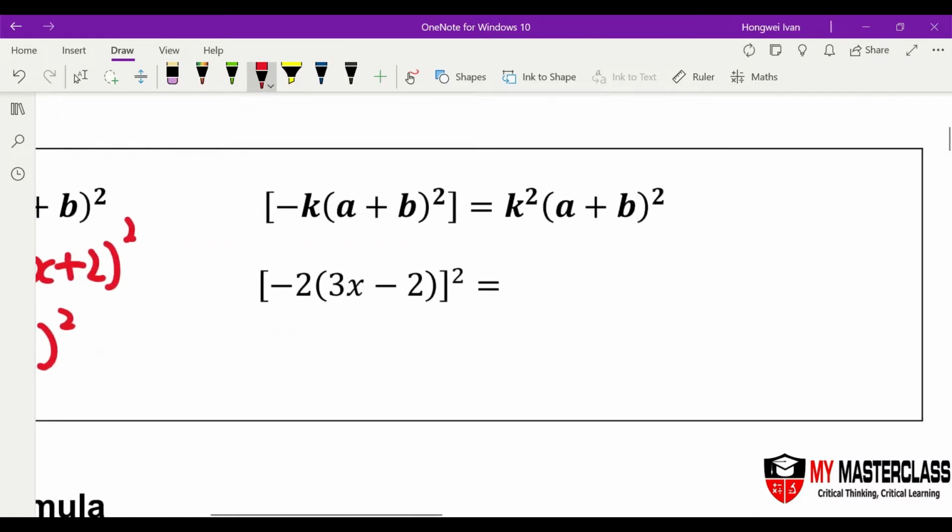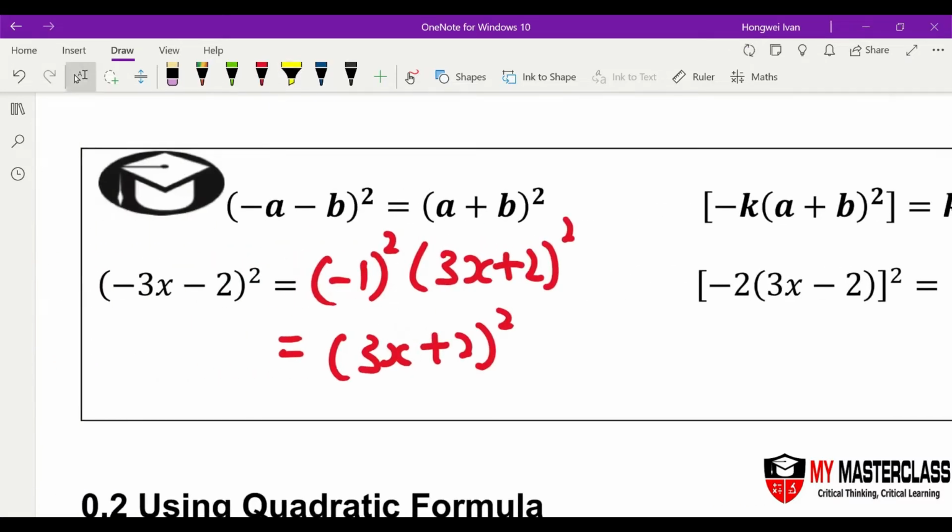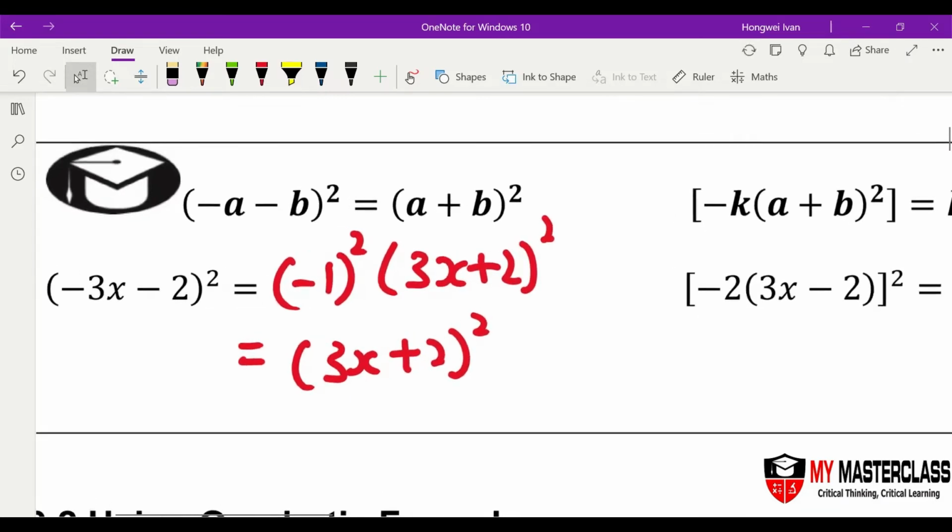Any number in front. Children, are you okay? If I'm going too fast, let me know. The two of you at home. Okay. If I'm going too fast, let me know by your chat function. Okay. All right.